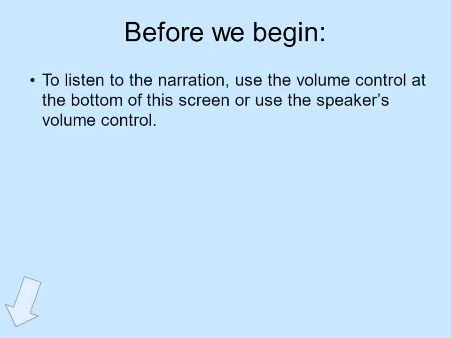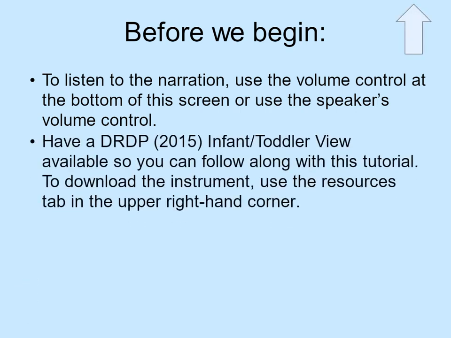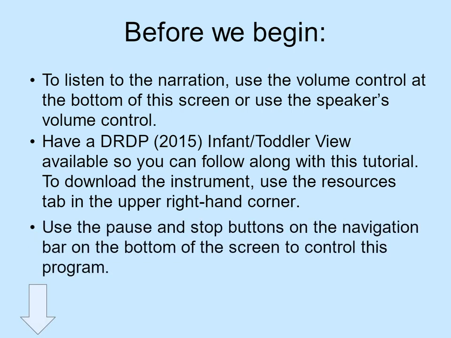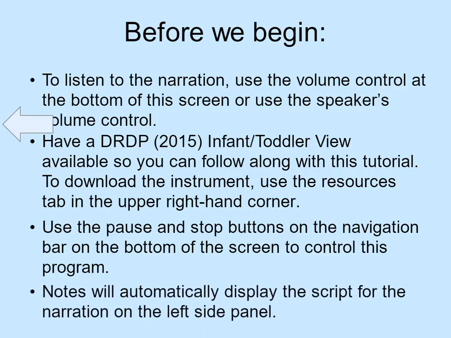Before we begin, to listen to the narration, use the volume control at the bottom of the screen or use the speaker's volume control. Have a DRDP 2015 infant/toddler view available so you can follow along with this tutorial. To download the instrument, use the Resources tab in the upper right-hand corner. Use the pause and stop buttons on the navigation bar on the bottom of the screen to control this program. Notes will automatically display the script for the narration on the left side panel.